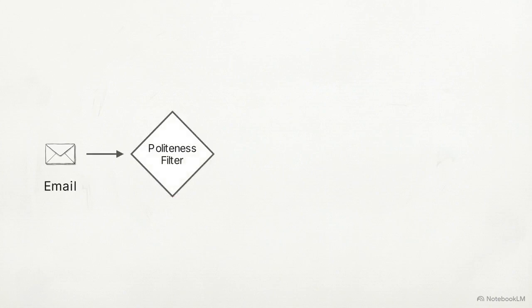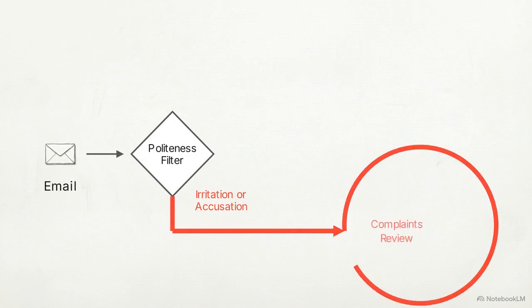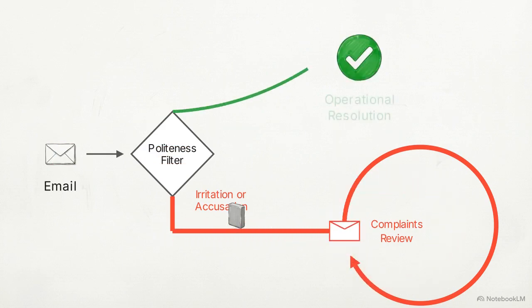If your message contains irritation or accusation, it triggers a defensive procedure. Staff members will detour your issue down this red path into a complaints channel, extending your response time. To reach the green operational resolution path, your message must be written in composed language. Calm interaction fits the cultural expectation of the institution, allowing your request to move through internal systems with fewer barriers.